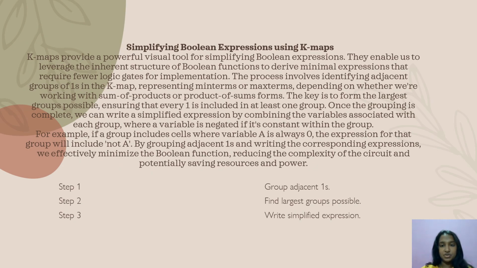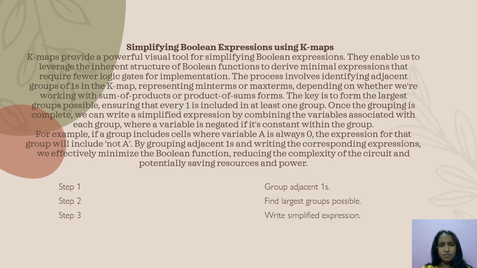Simplifying Boolean expressions using K-mapping. K-maps provide a powerful visual tool for simplifying Boolean expressions. They enable us to leverage the inherent structure of Boolean functions to derive minimal expressions that require fewer logic gates for implementation. The process involves identifying adjacent groups of ones in the K-map representing min-terms or max-terms, depending on whether we are working with sum of products or product of sums forms.